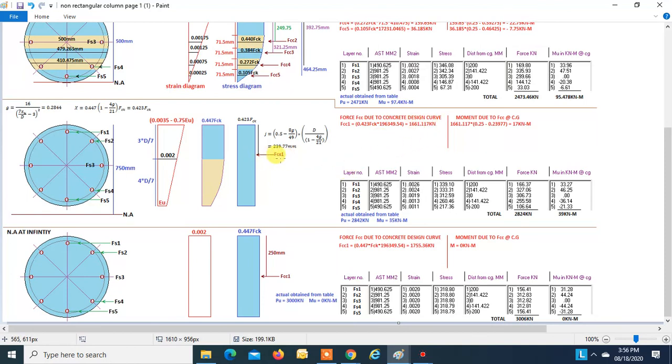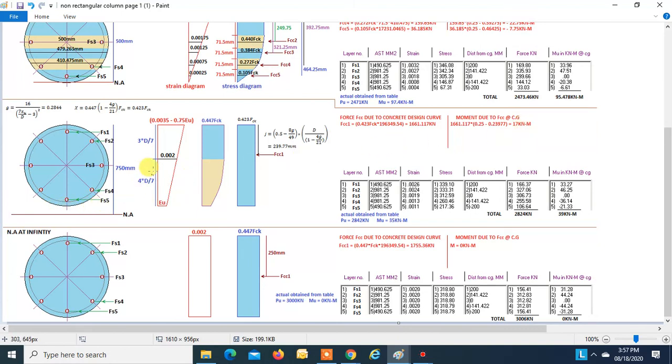We know this force is acting at this point. Now this is 239.77, which is less than 250. So this will give an anticlockwise moment, right? So force is compressive, so positive. Moment is going to be anticlockwise, so it will be positive. So force into 0.25 minus 0.23977, it gives 17 kilonewton meter moment, right?